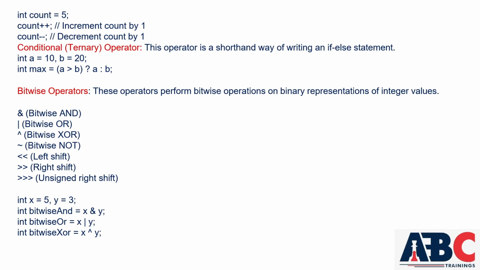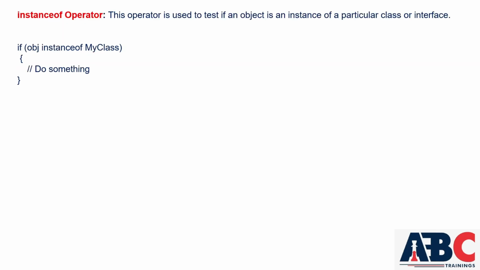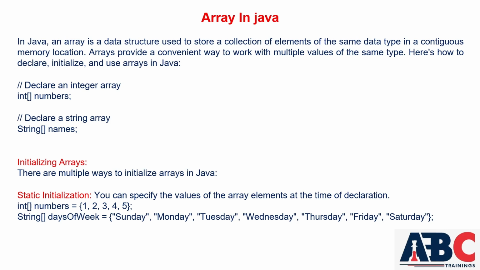And the bitwise operators work on the binary representation of integer values, like bitwise AND, bitwise OR, bitwise XOR, bitwise NOT, left shift, right shift, and unsigned right shift. Then the instanceof operator. The instanceof operator is used to test if an object is an instance of a particular class or interface.